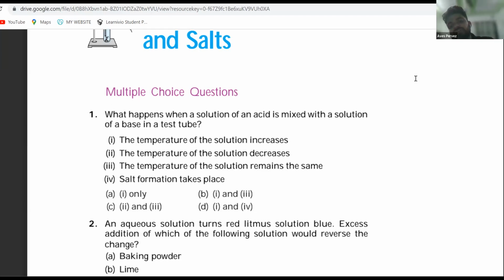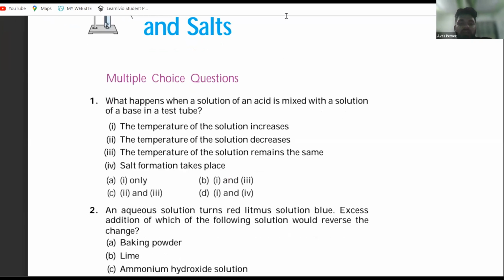What happens when a solution of acid is mixed with a solution of base in the test tube? This is an acid-base reaction, and an acid-base reaction is exothermic in nature. So the temperature of the solution increases. First, it is correct, and the temperature of the solution remains the same is incorrect. Salt formation: so 1 and 4, because we know that when acid reacts with base, they form salt and water. So here we have 1 and 4. Option D is correct.